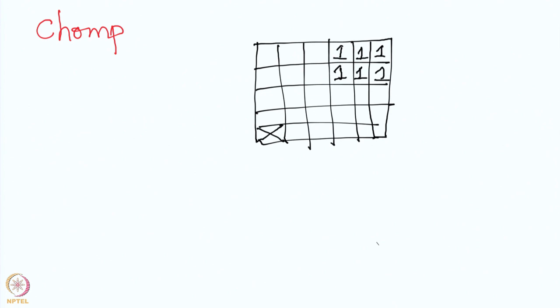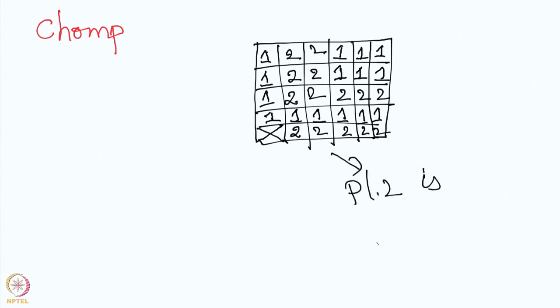Next, player 2 will choose another cell. Let us say player 2 has chosen this, then he will choose all the cells above and to the right of this. Then next, player 1, let us say he chooses this, then he will choose all this. Then player 2 will choose this. So in this setup, player 2 is the winner. So chomp is another game where, in this instance, player 2 is the winner.